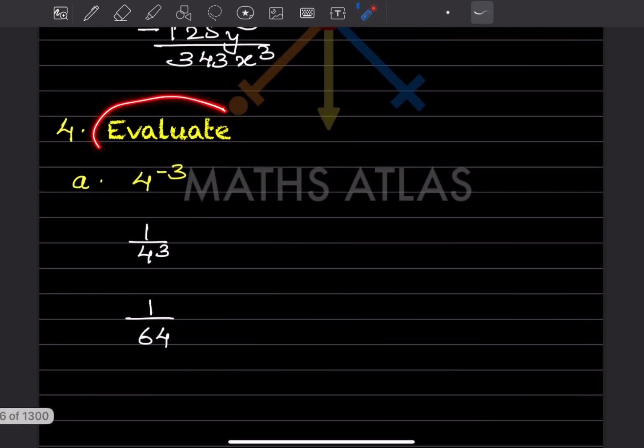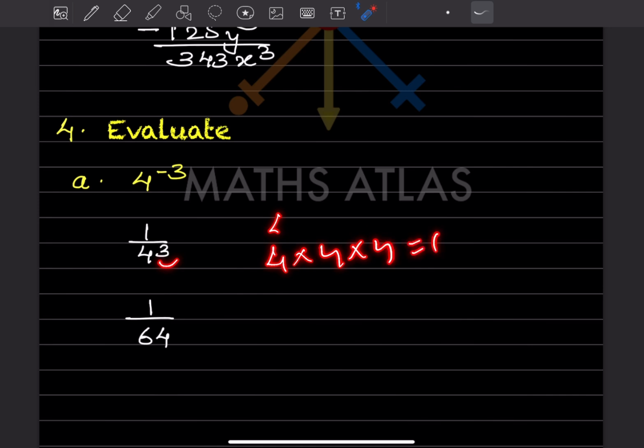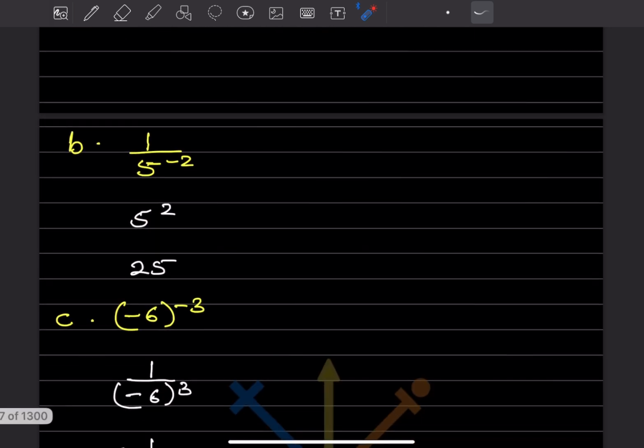Now here you have to evaluate 4 raised to minus 3. So this is a negative 1. So that is going to be 1 by 4 raised to 3. So 4 raised to 3 is going to be 4 into 4 into 4, which is going to be 64. Again here you can see, because now this in the denominator is negative, so you will make it a positive, 5 raised to 2, which is going to be 25.